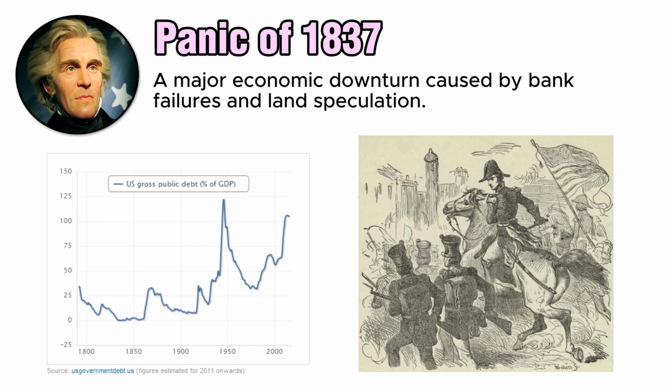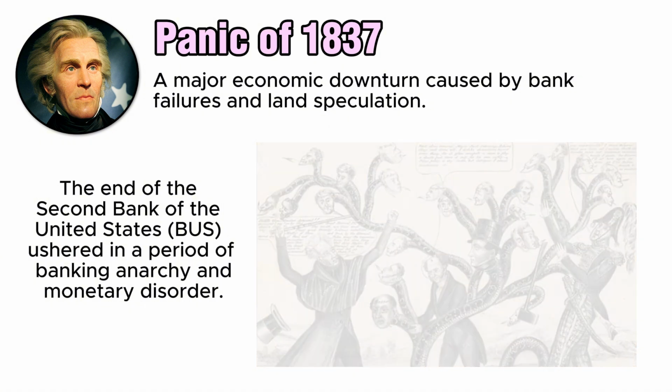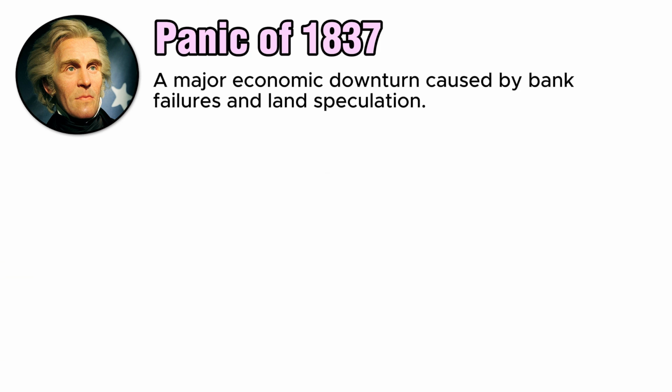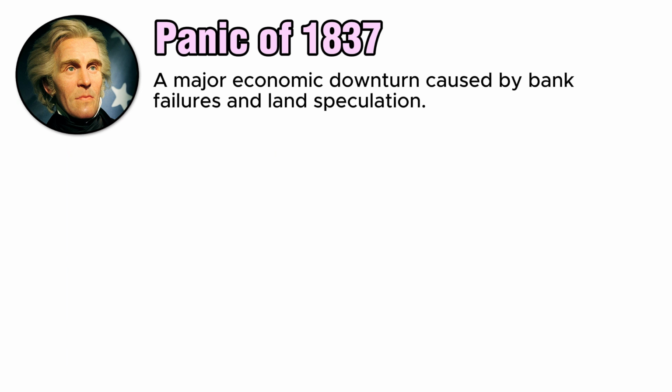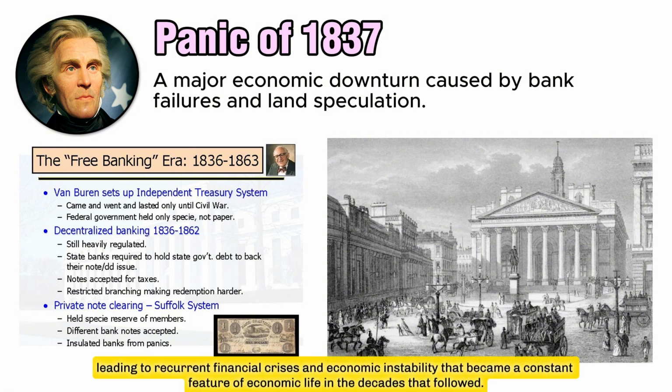There were calls for the federal government to assume the state debts as under Hamilton, but these were ignored by Jackson. The end of the Second Bank of the United States ushered in a period of banking anarchy and monetary disorder. Swarms of state banks issued a debased paper currency, while hard money in the form of gold and silver coin remained scarce. President Van Buren's Independent Treasury Act further exacerbated this situation by severing government ties with the banking system. This policy of non-interference allowed the banks to operate with minimal regulation, leading to recurrent financial crises and economic instability that became a constant feature of economic life in the decades that followed.